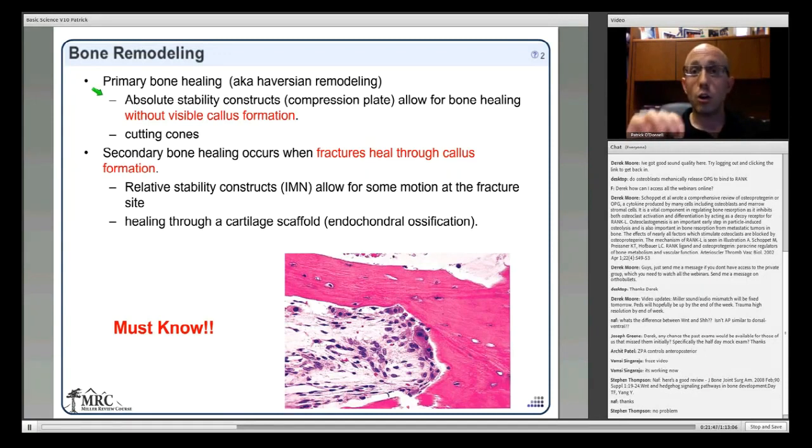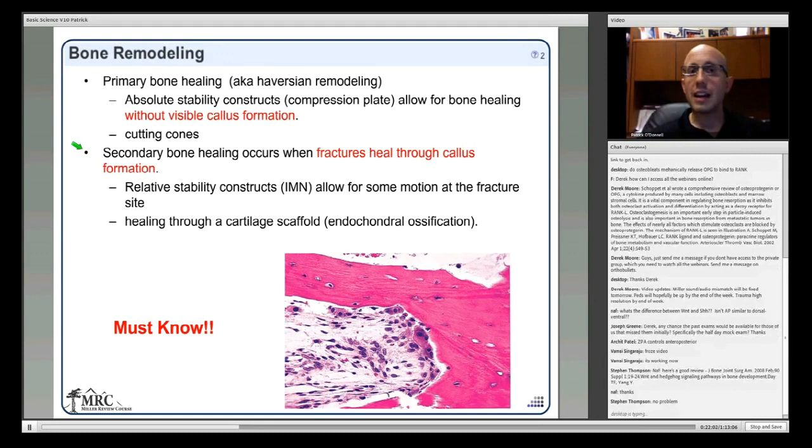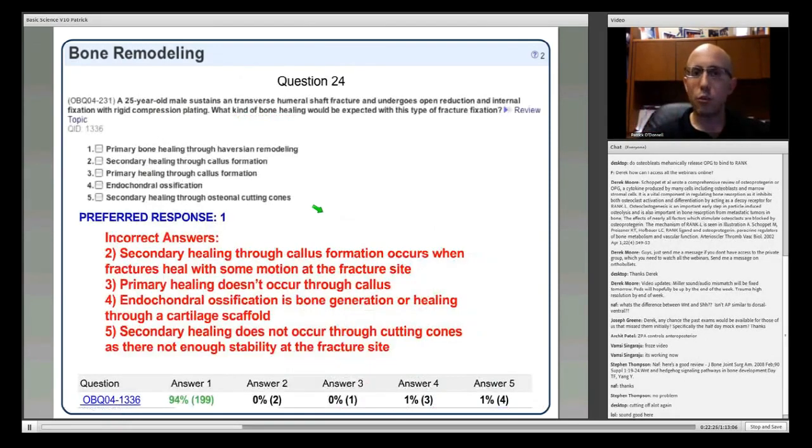These types of constructs heal without a visible callus formation. You see the cutting cones. This cutting cone way down here, you see this, the leading osteoclasts chewing through this bone, trying to form a new tail of bone behind them. On the contrary, secondary bone healing occurs when fractures heal through a callus. The relative stability constructs, like your intramedullary nails, typically allow for some micromotion or macromotion, depending on how good you are at putting them in, at the fracture site, leading to a callus, or the dreaded non-union. This healing occurs through this cartilage scaffold, this endochondral ossification. This is an absolute must-know for your exam and for the rest of your career in orthopedics.